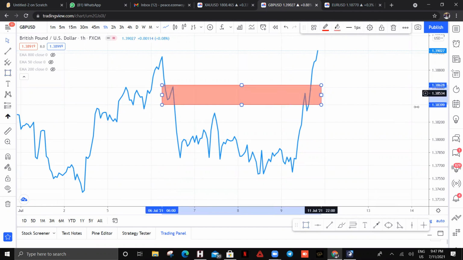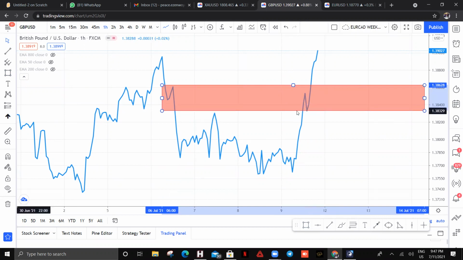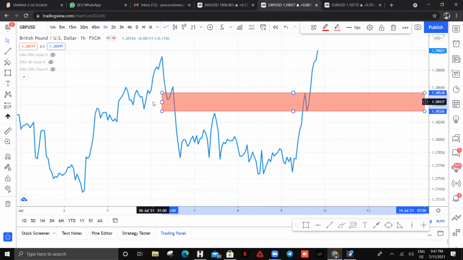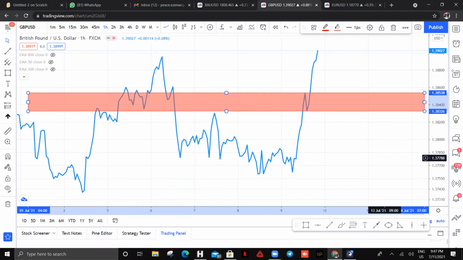I taught correlated pairs to the first set of people. I think I'll look for the document and send it, correlated pairs and non-correlated pairs. That means pairs that move together. GU and GJ move alike. Correlated pair is when this pair is buying, the other one buys. Non-correlated pair is just like gold and USD JPY. If gold is buying, USD JPY will be selling.